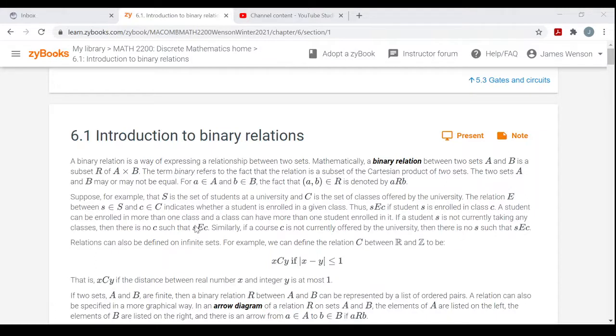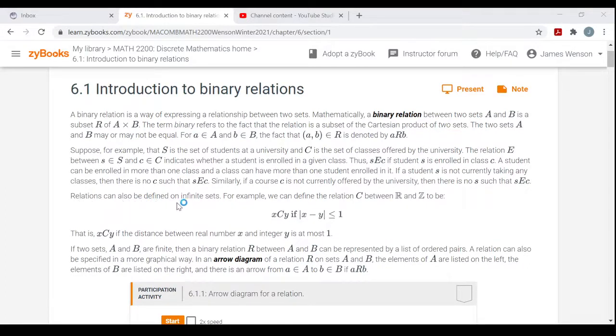But again, there's no restriction like with a function. Remember, with a function, every element of one set, the domain set, had to map to exactly one element in the other set, the target set. That is not happening here. There is not that restriction here.